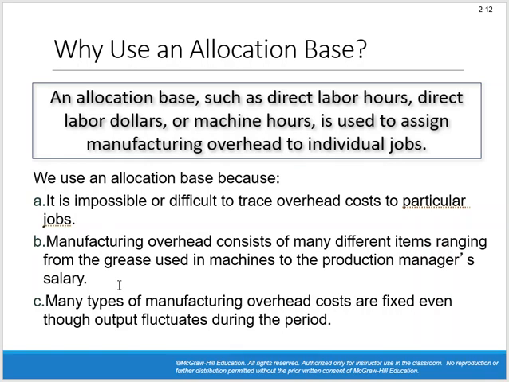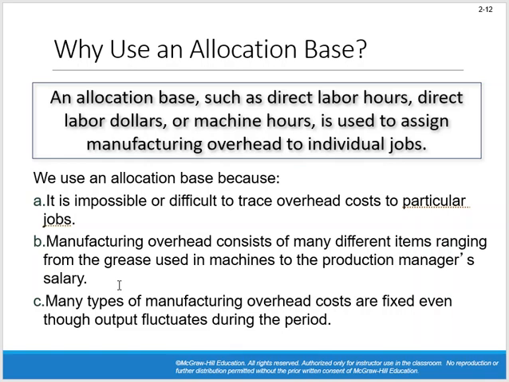And C, many types of manufacturing overhead costs are fixed, even though output fluctuates during the period. Now that's an interesting point, and we're going to explore that more. What happens when our level of activity, our output, goes up or down? What does that do to the amount of MOH that we're going to allocate to each job? So we'll address that later. I'm just planting a seed for you to think about.